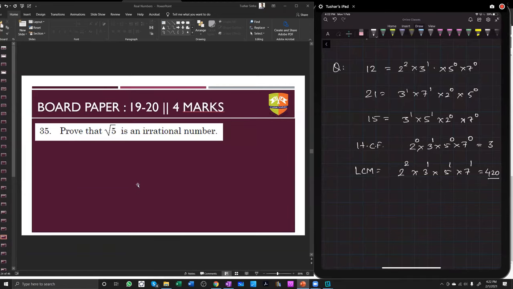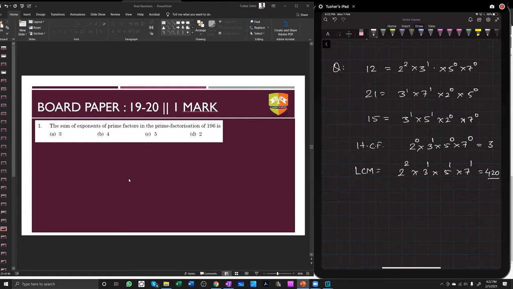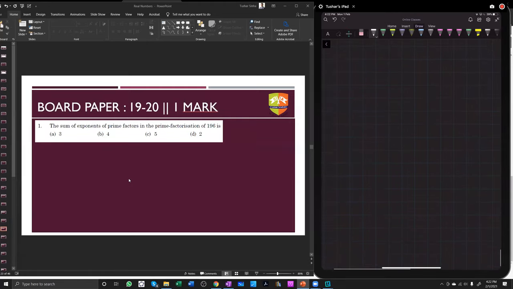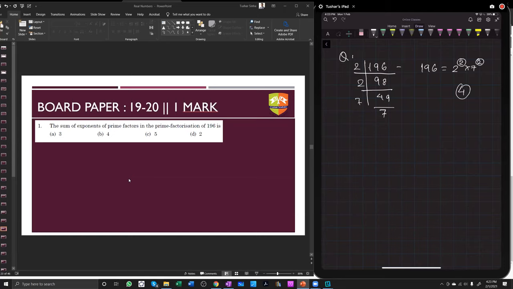The sum of exponents of prime factors in the prime factorization of 196 is. This is again based on FTA. So 196 is 2 times, so you have to do like this. This is your typical method. 2 into 98, 2 into 49, and this is 7 into 7. So hence 196 is equal to 2 square into 7 square. So what is the answer? 2 plus 2, 4. Right? So exponents you have to add. So the answer is 4.